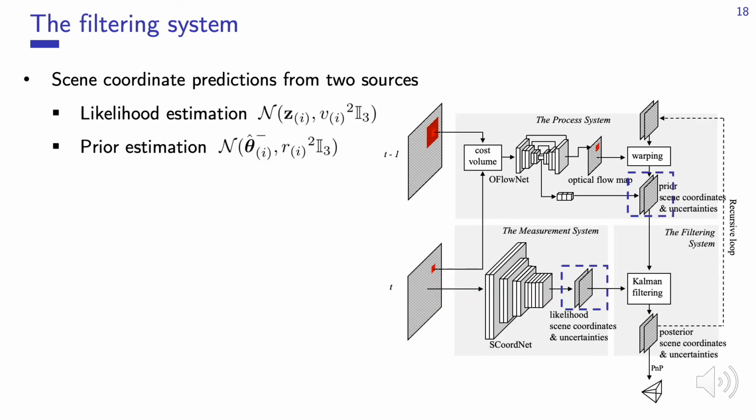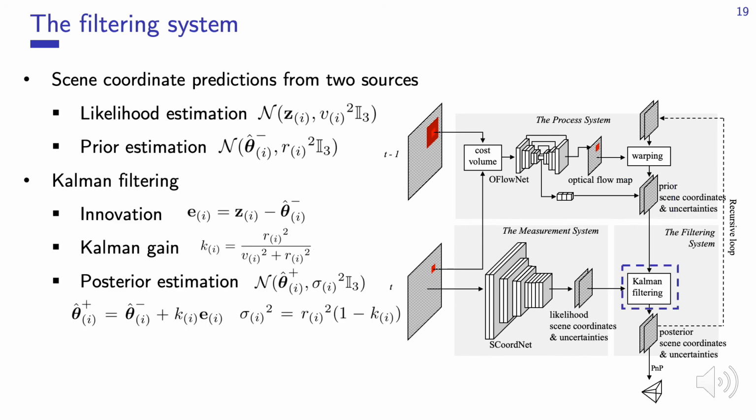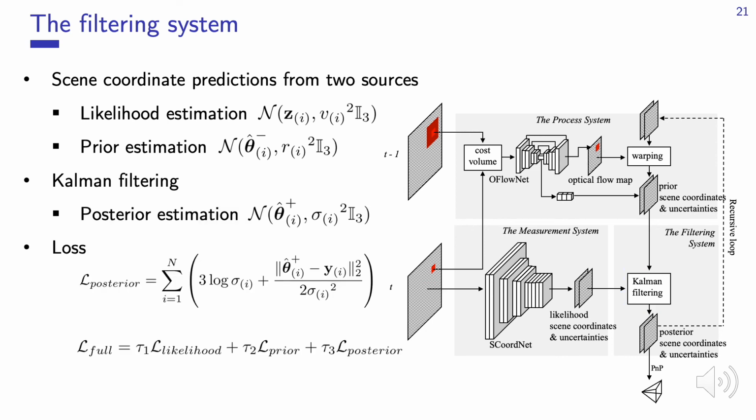Finally, the filtering system fuses the likelihood estimation and the prior estimation. It involves computing the innovation and Kalman gain to obtain the posterior distribution, and the system is parameter-free. The loss of the filtering system is defined based on the posterior distribution, and the final loss of KFNet sums up all the loss terms.